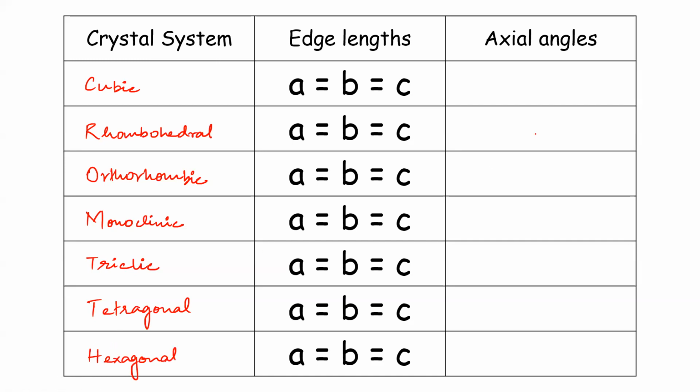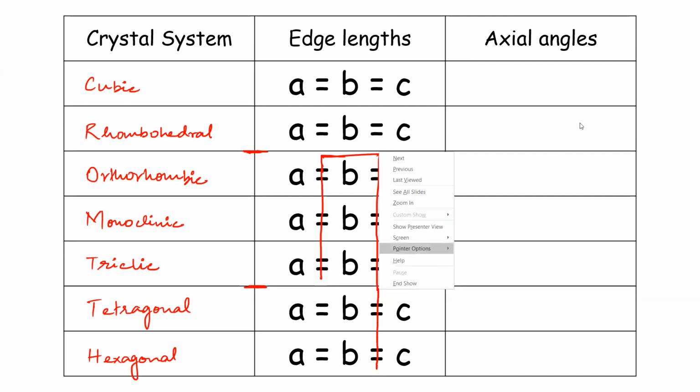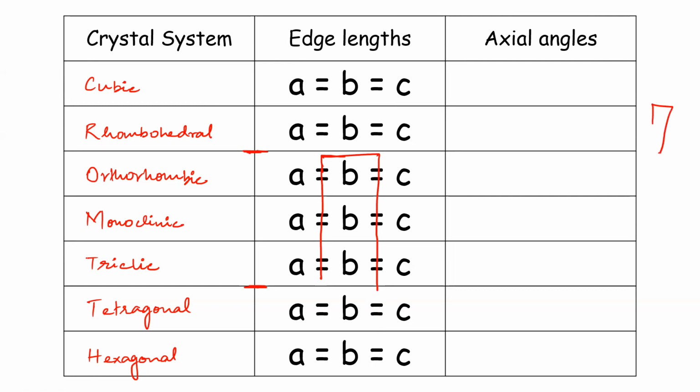Okay. And after this, you will leave the first two, cubic and rhombohedral, and you will leave the last two. Okay. And then you will make a 7. As you can see, I'm making a 7 like this. So can you see? I've made a 7 like this. Yes or no? Yes, sir. Okay. So now A is not equal to B.